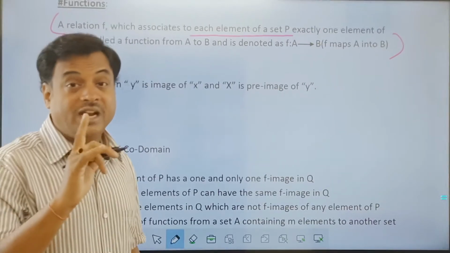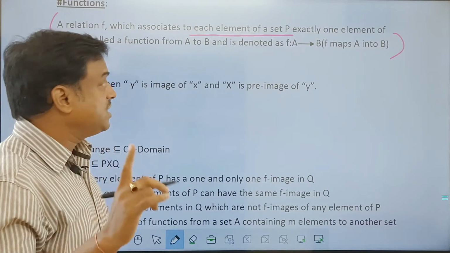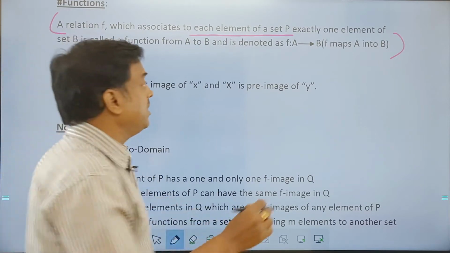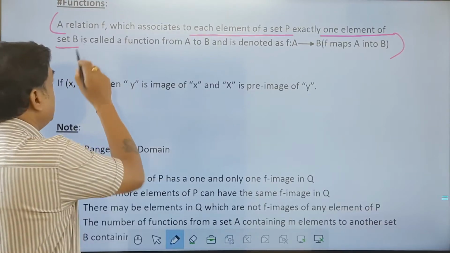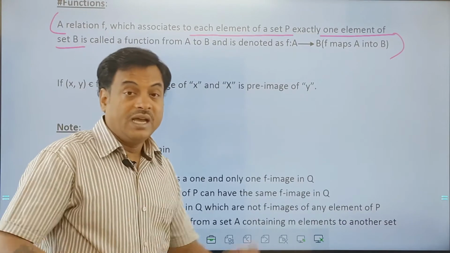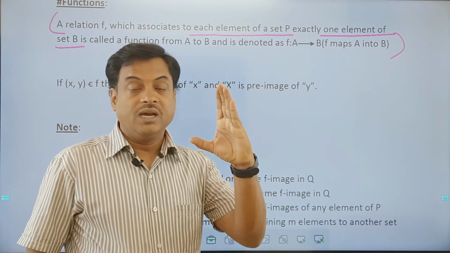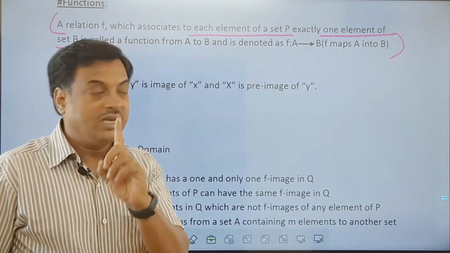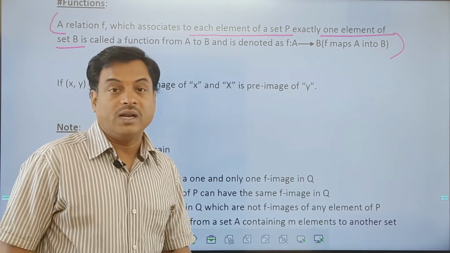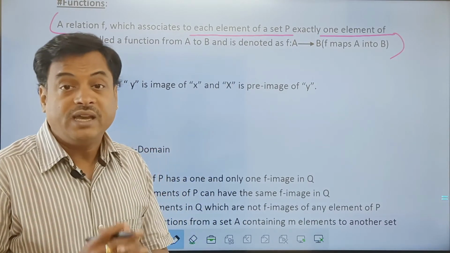That means every element of set P must be associated with exactly one element of set B. Only one element of set B. Every element of set P must be associated with exactly one element of set B. Then the relation will be called a function.